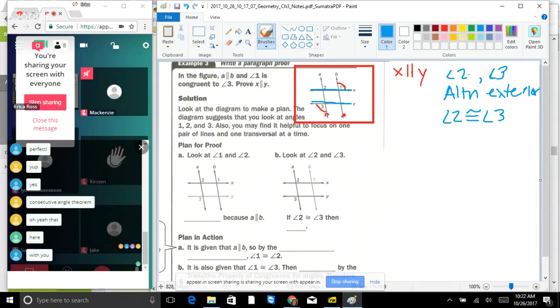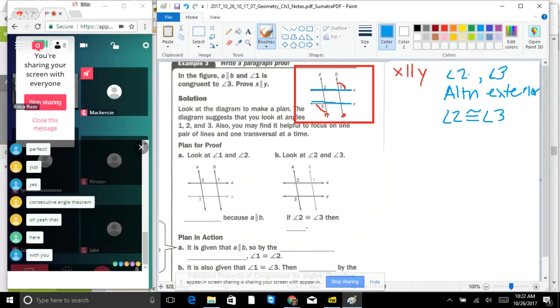So it says, solution, look at the diagram to make a plan. Hi, Kirsten. The diagram suggests that you look at angles 1, 2, and 3. You also might find it helpful to focus on one pair of lines. All right, so we're given, and this is written out in paragraph form, but basically, we're given that A is parallel to B and angle 1 is congruent to angle 3.